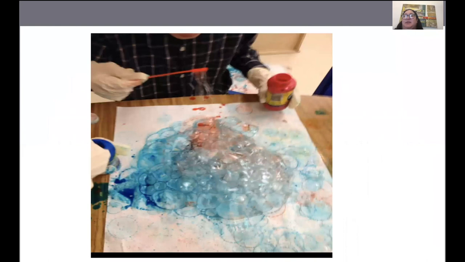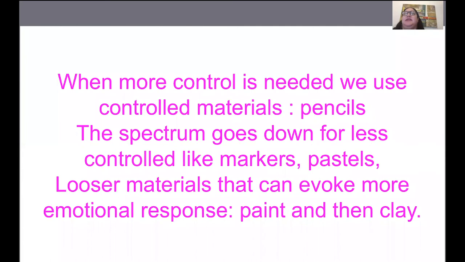Okay, so what we're gonna talk about is understanding this a little bit deeper. When more control is needed, we use controlled materials, pencils or pens. The spectrum goes down for less controlled, like markers, pastels, and then looser materials that can evoke more emotional responses, paint and then clay.